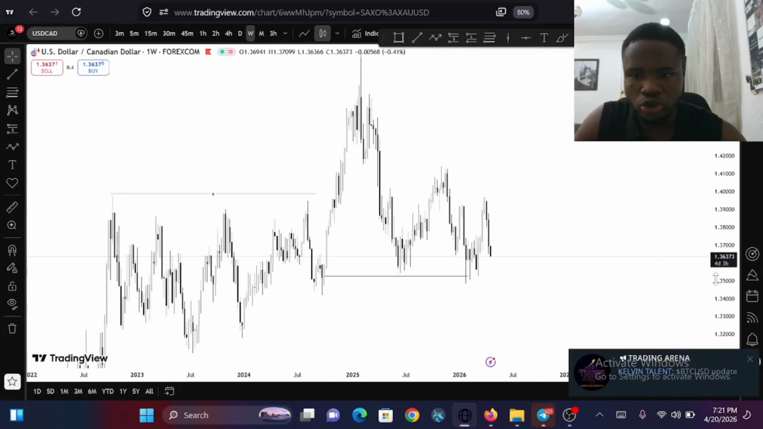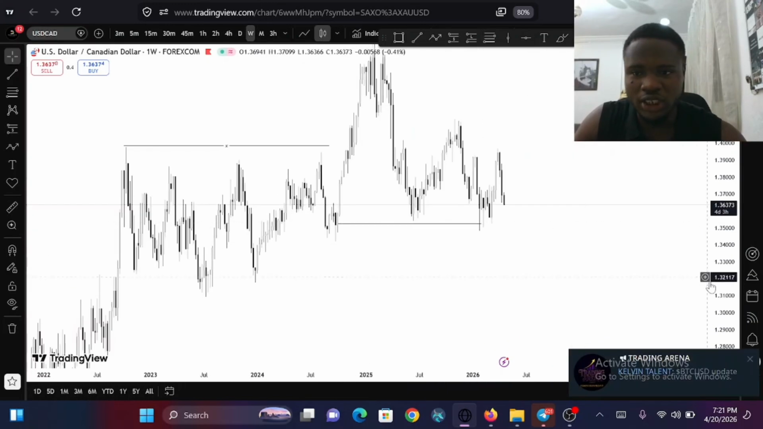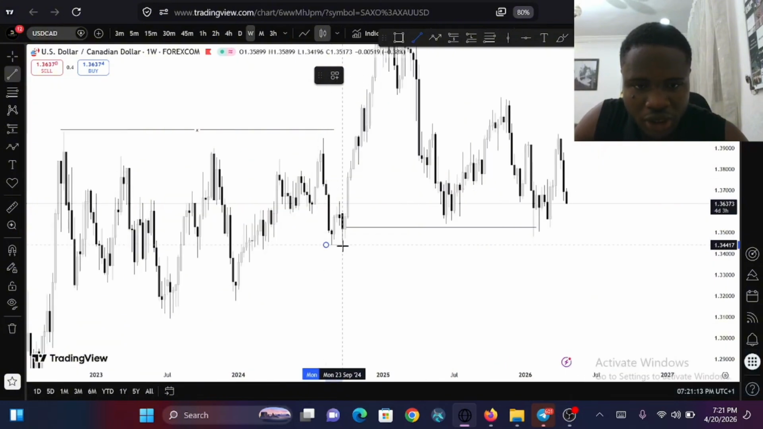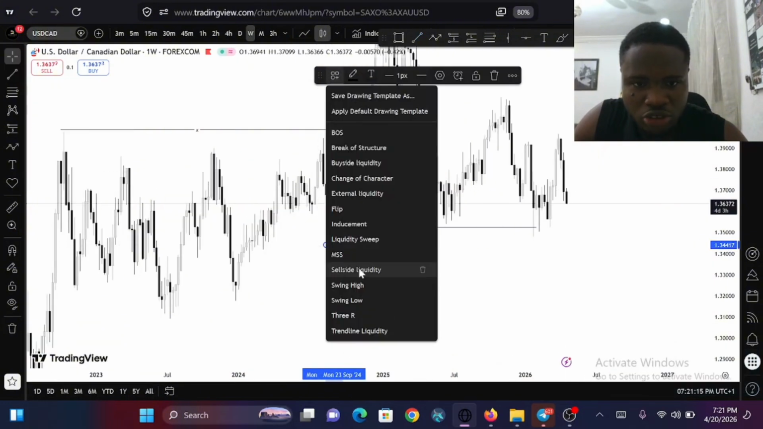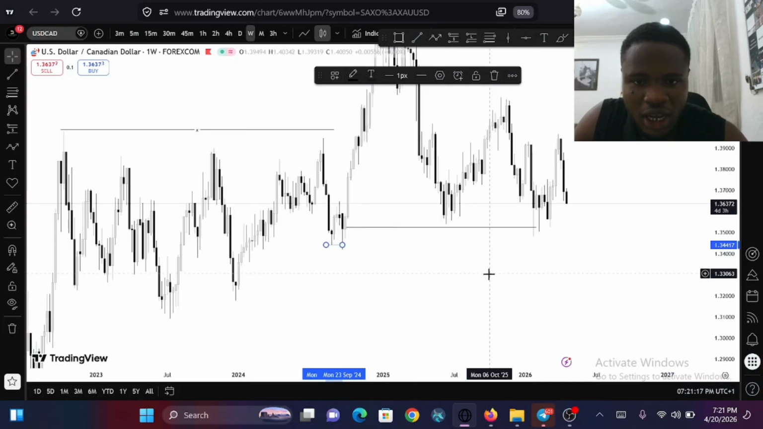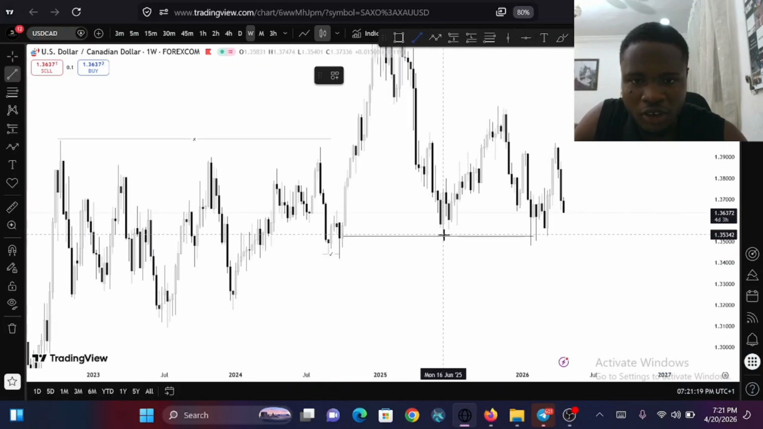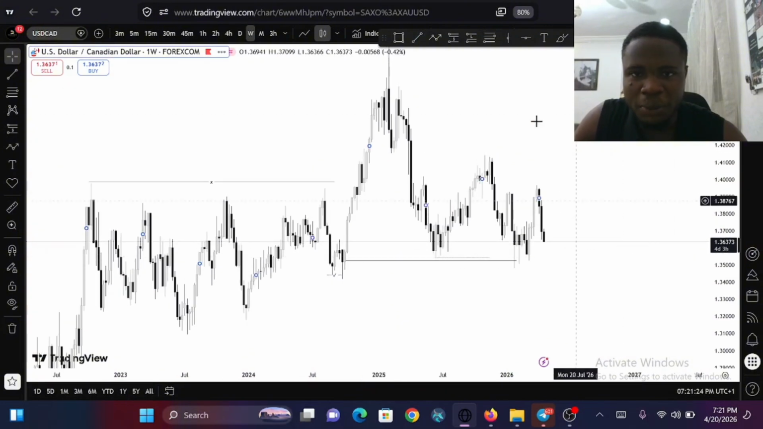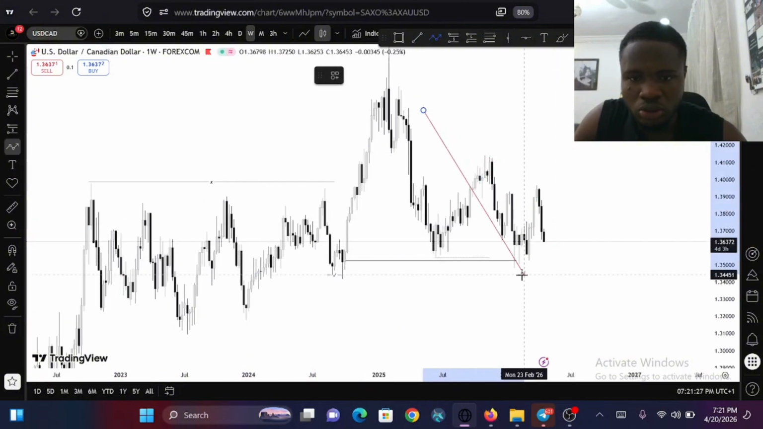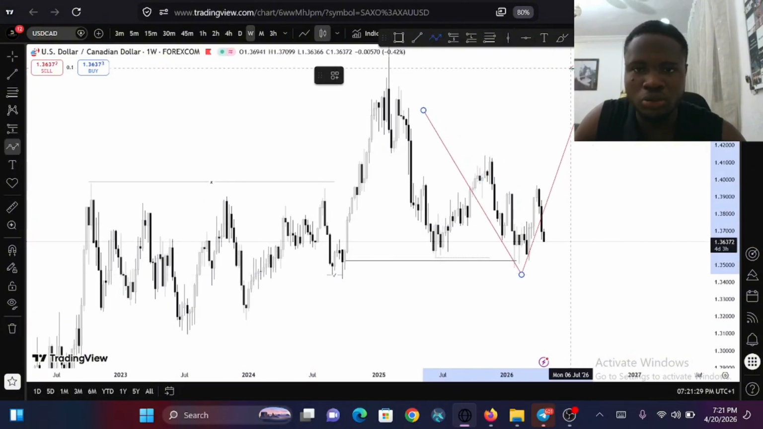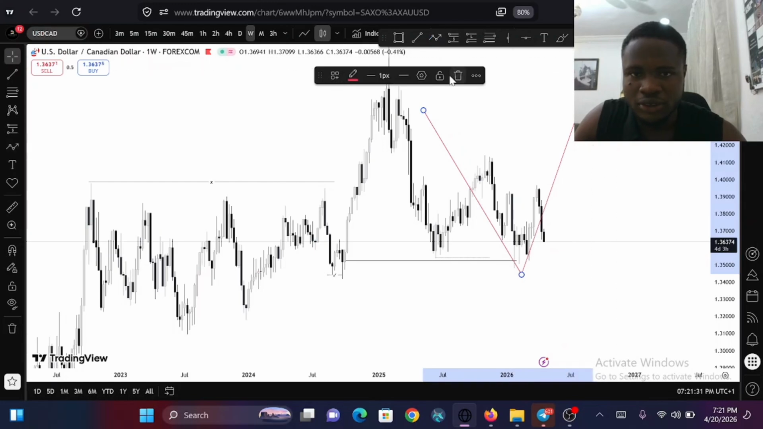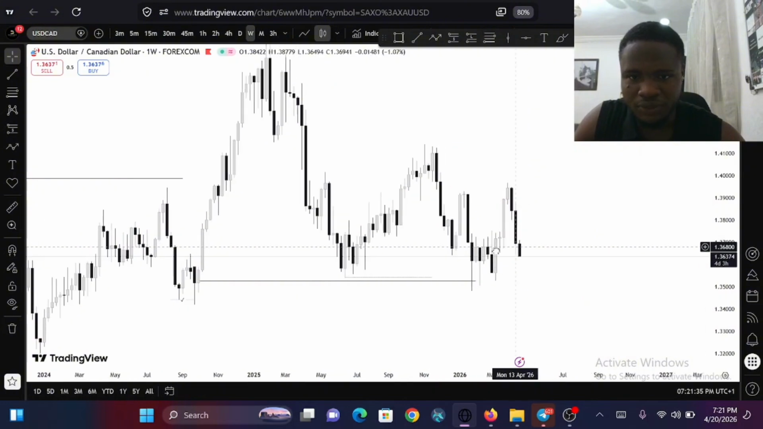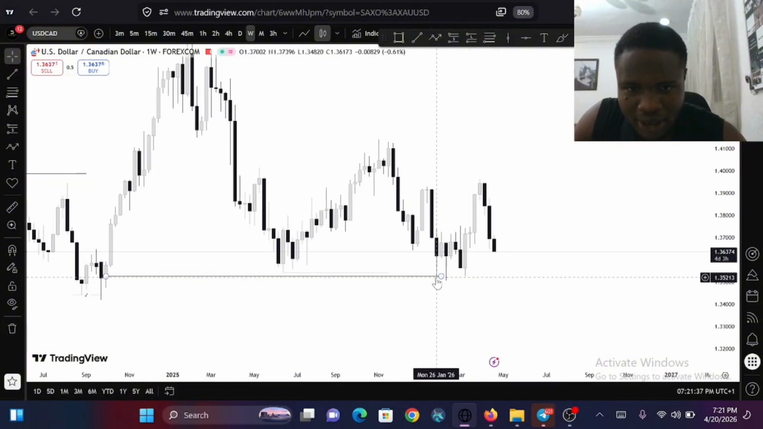Alright, so look at this structure. It is even clearer now on the weekly time frame. Look at this. We had a liquidity sweep in this zone, and we also have inducement right here. So seeing this, I expect price to come all the way to this zone and give us a massive push to the upside.